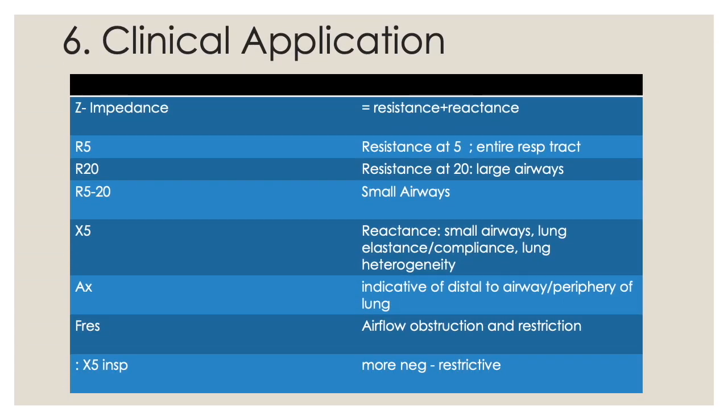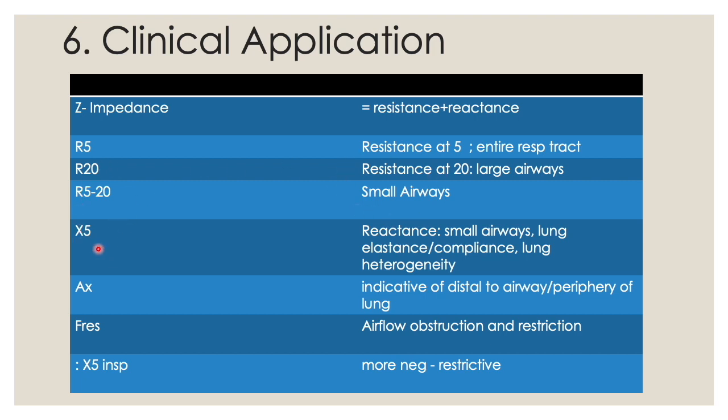What is the clinical application of these rather confusing terms? When we talk about impedance, we are talking about resistance plus reactance. When we are talking about R5, we are talking about resistance at 5 Hz frequency, which reflects the entire respiratory tract. When we are talking about R20, we are talking about resistance at a 20 Hz frequency, which reflects the large airways. When we are talking about R5 minus R20, we are talking about small airways.